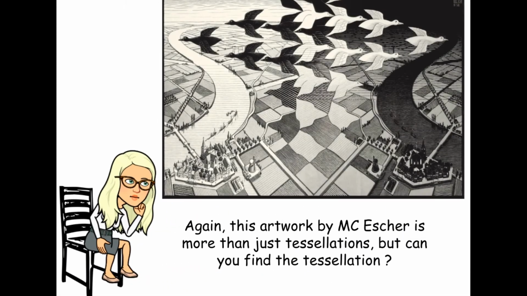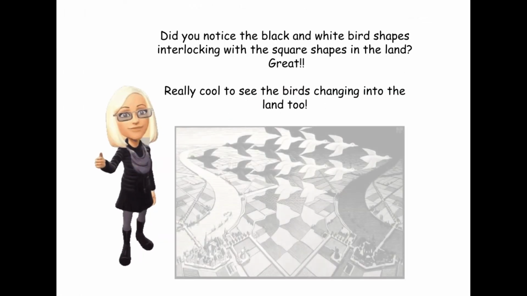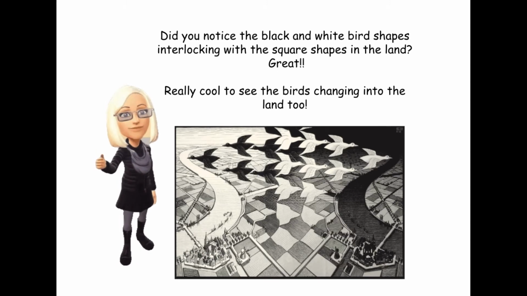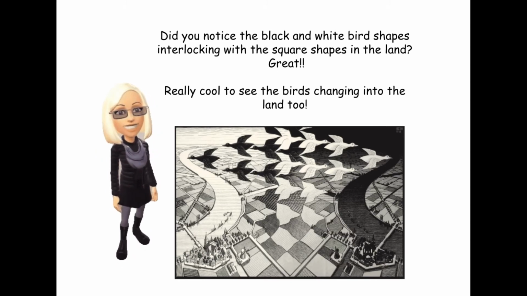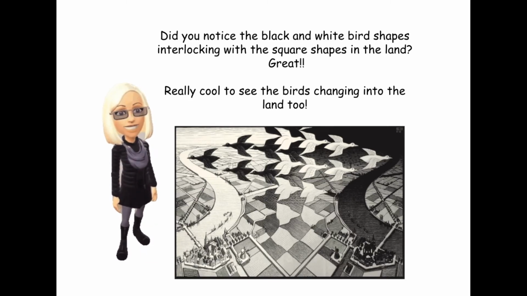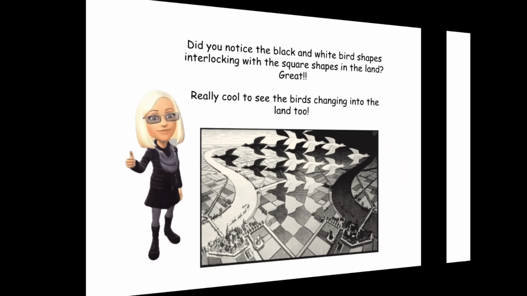Okay, let's try this again. This artwork by MC Escher is more than just tessellations. But can you find the tessellation? Did you notice the black and white bird shapes interlocking with the square shapes in the land? Great! Really cool to see the birds changing into the land too.